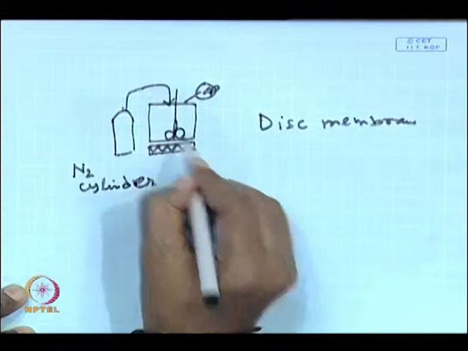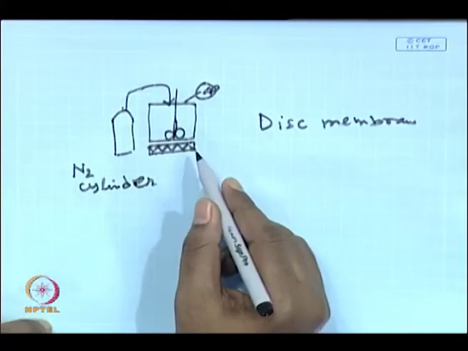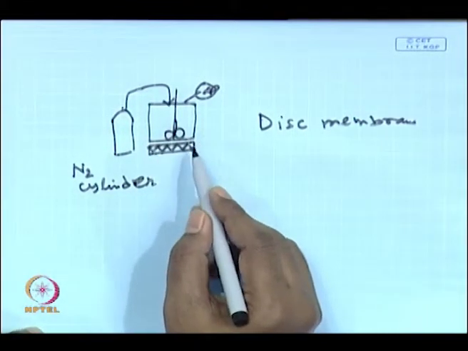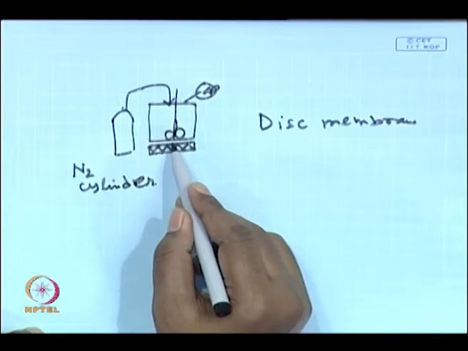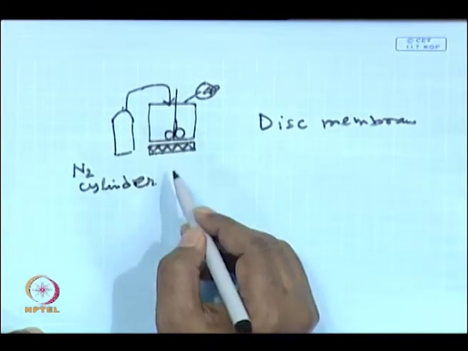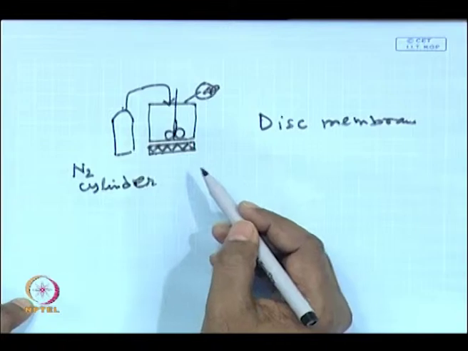And you put a stirrer. Okay. Why do you put a stirrer? Simply to avoid the deposition over the membrane surface. Okay. To minimize it, you cannot avoid it completely, to minimize it.